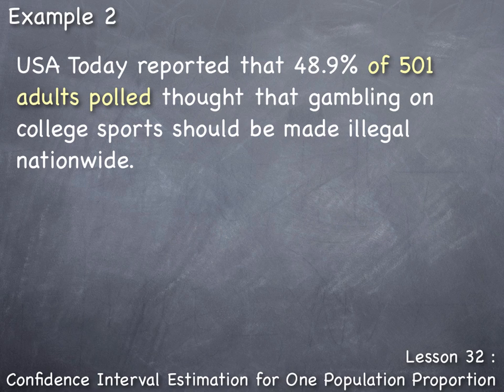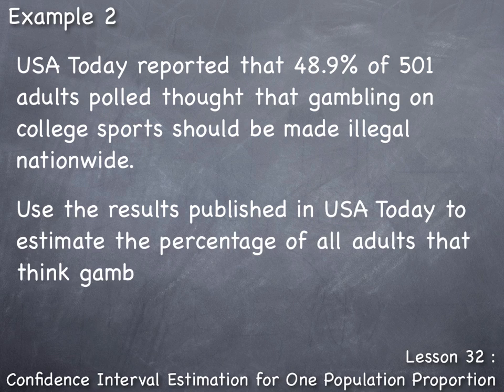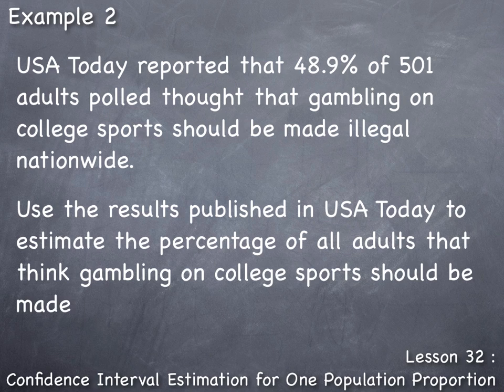Now that we have our sample results, use the results published in USA Today to estimate the percentage of all adults that think gambling on college sports should be made illegal nationwide. So in this example, we want to estimate. Statistically, we estimate values using our confidence interval techniques. And since no confidence level was specified, we will use the customary 95% confidence.